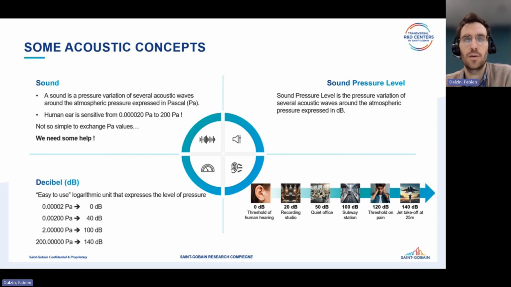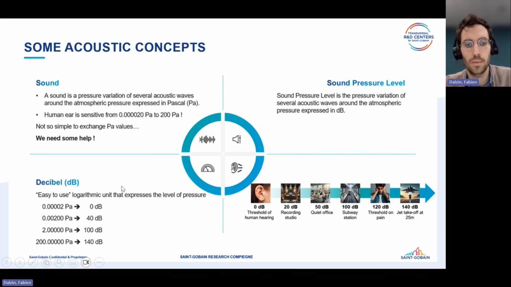So what is a sound? In fact, sound, again, is a sound pressure variation of several acoustic waves, and it's expressed in Pascal. The human ear is sensitive from 20 micropascal to 200 pascal, so it's very wide. So we introduced decibel, an easy-to-use logarithmic unit that expresses the level of pressure.